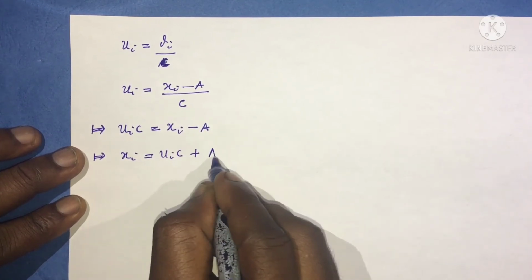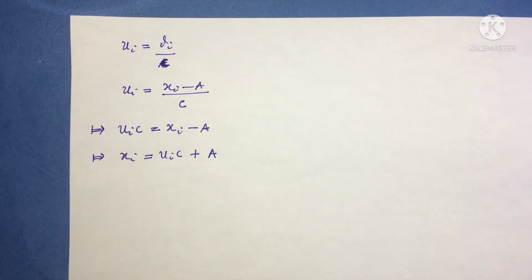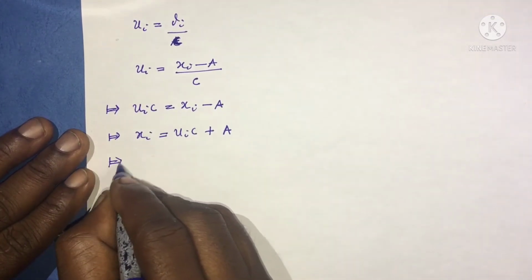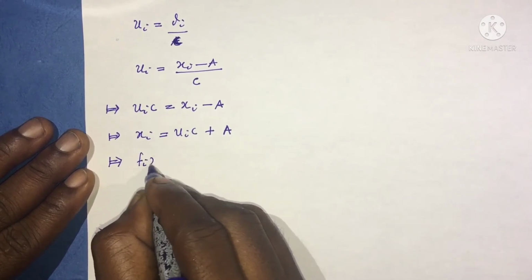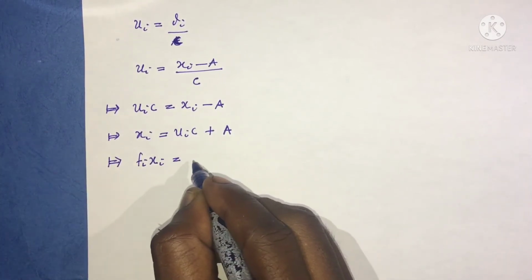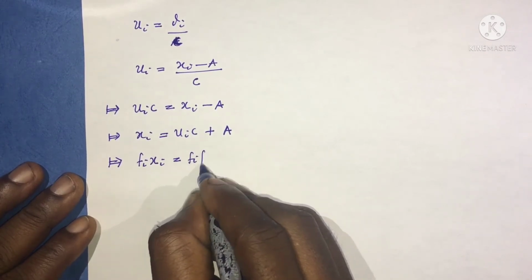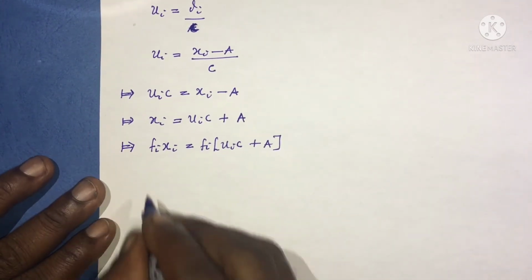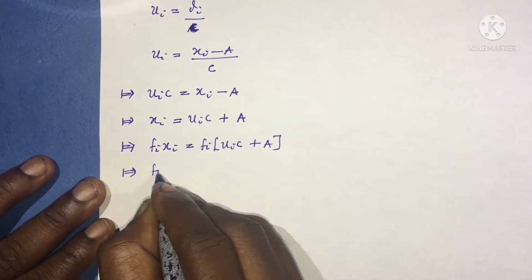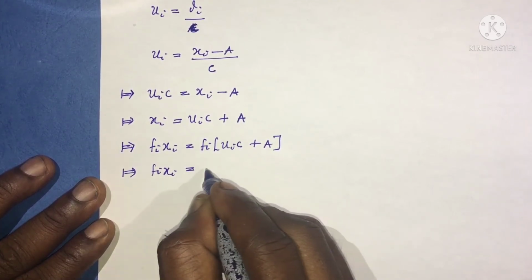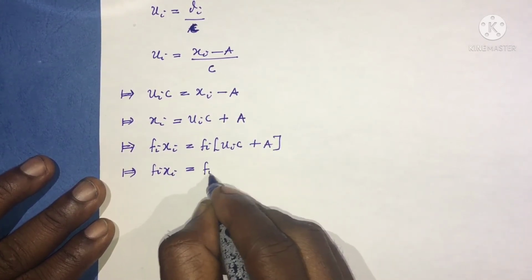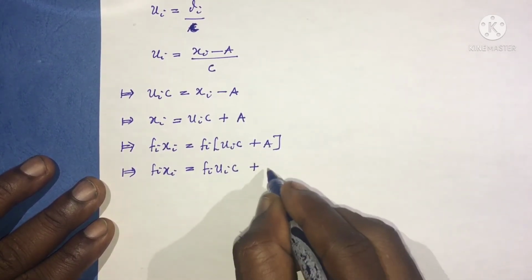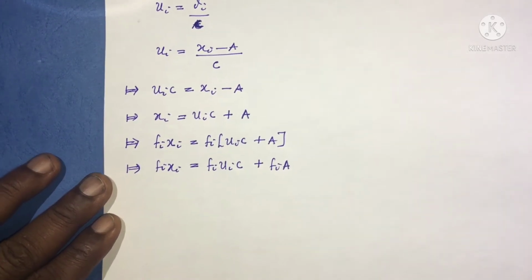The next step was to make xi the subject of formula, and that will give us uic plus a. Since we are dealing with a case with frequencies, we are going to multiply frequencies to the left and to the right, and that will give us fi in bracket uic plus a. Now if we proceed further, fi xi is what we have over here, and it will multiply this to give us fiuic, and if it multiplies this, it will give us fia.